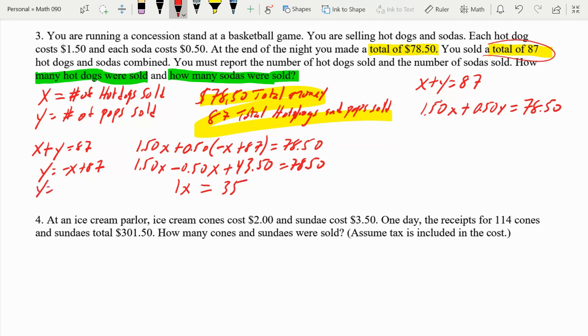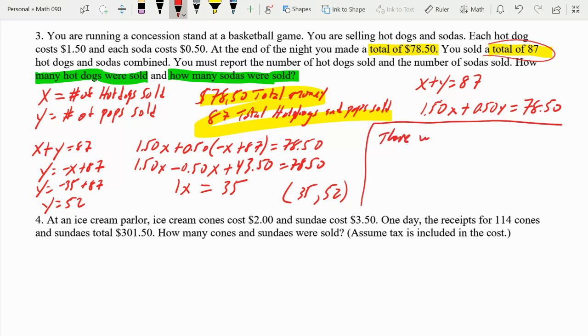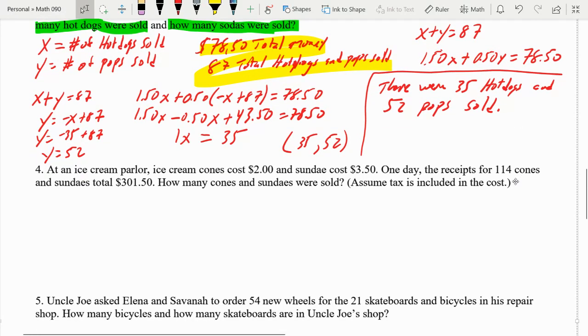So then y is equal to negative 35 plus 87. y is equal to 52. And again, what did the x represent? x represented the number of hot dogs. So my solution is 35 hot dogs sold and 52 pops were sold. Now write that out in words for yourself. There were 35 hot dogs and 52 pops sold. So make sure you guys can do that for yourselves.